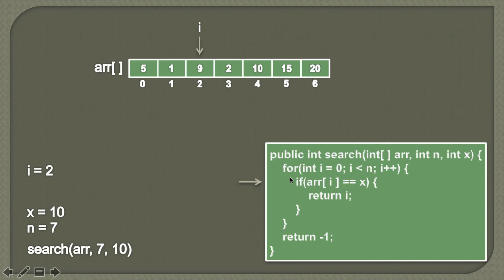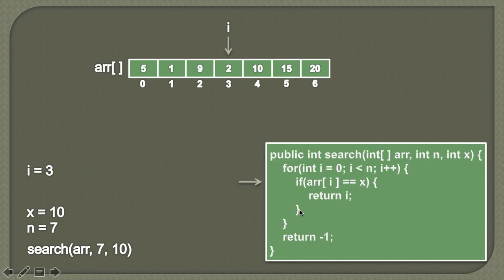In the if block we'll again check whether the value of the array at index i is equal to x or not. So here you can see the value of the array at the second index is 9 and 9 is not equal to 10. Therefore the condition in the if block comes out to be false. We'll then increment i by 1. So i becomes 3. Moving ahead.